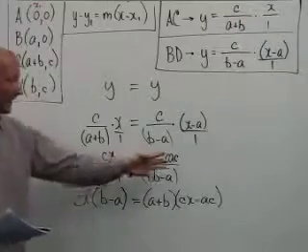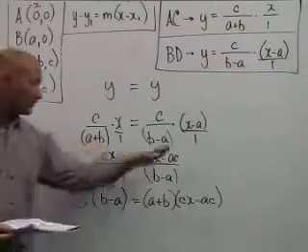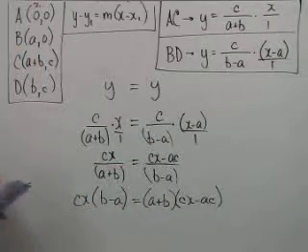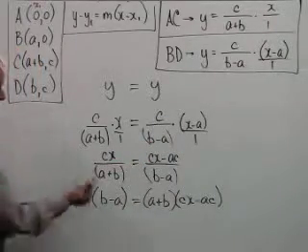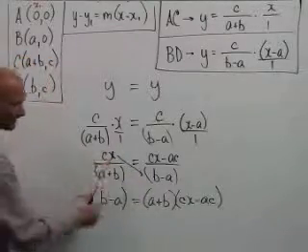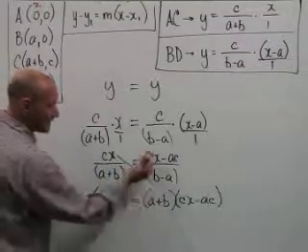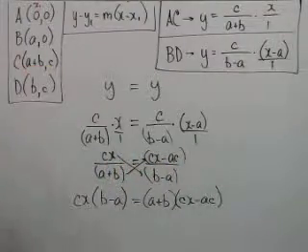So now we want to solve this, we want x to become the subject. The first thing we'll do is cross multiply to get rid of the fractions. That means my Cx is going to be multiplied by the quantity B minus A, and my A plus B will be multiplied by Cx minus AC.